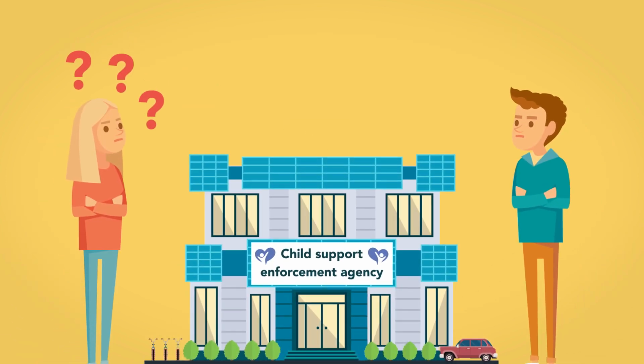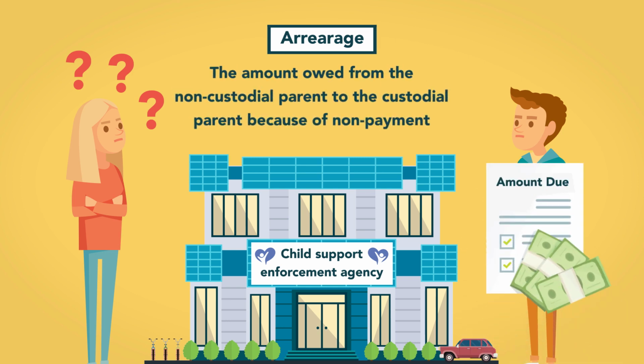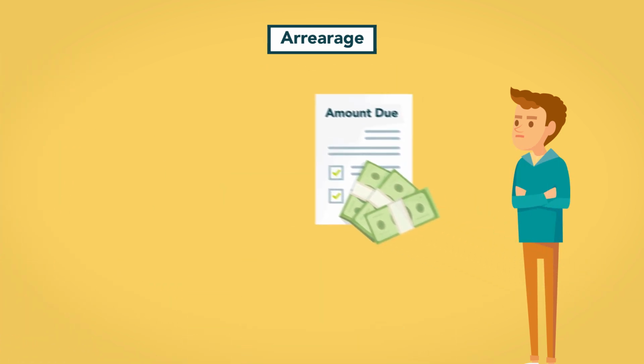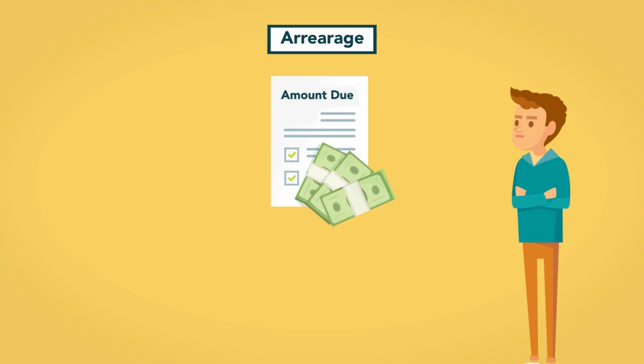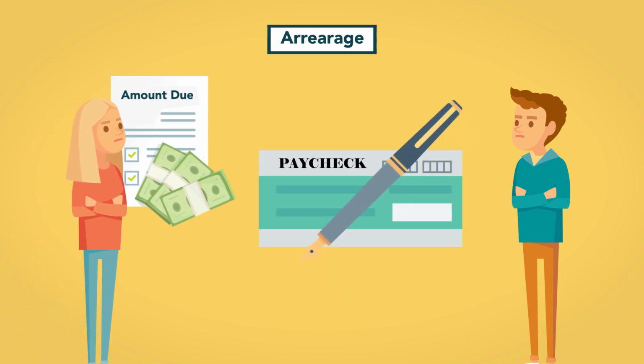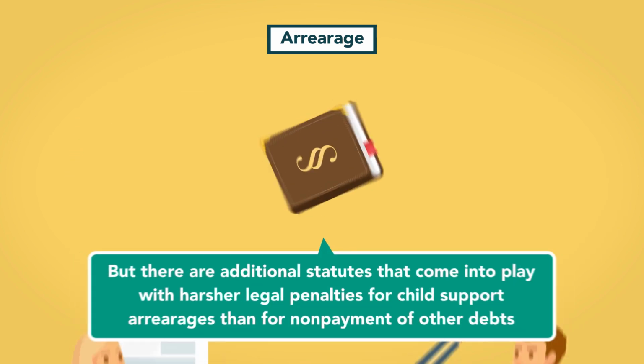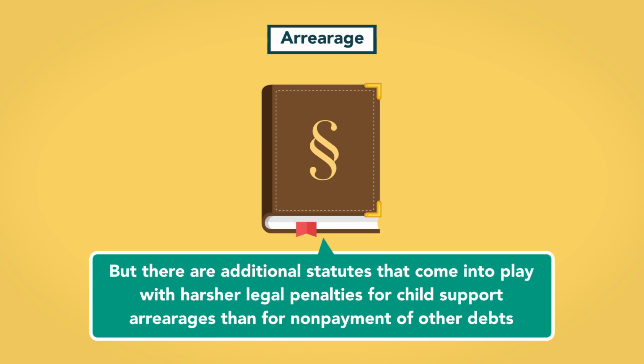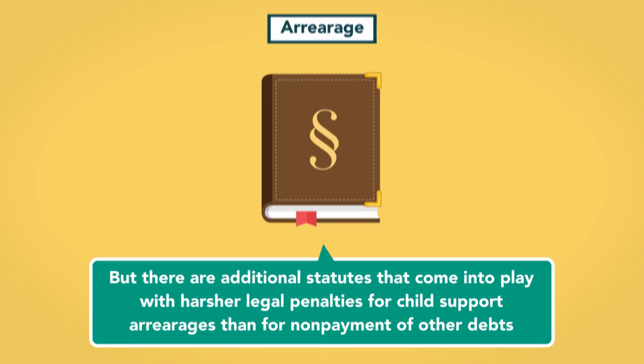Any failure to pay the child support payment on time results in an arrearage, which is the amount owed from the non-custodial parent to the custodial parent because of non-payment. That amount can be collected in the same ways that other debts can be collected, by attaching property or wages. For example, the money can be collected by attaching the wages of the non-custodial parent and then transferring that money directly to the custodial parent's bank account. But there are additional statutes that come into play with harsher legal penalties for child support arrearages than for non-payment of other debts. We will cover those in the fourth module.